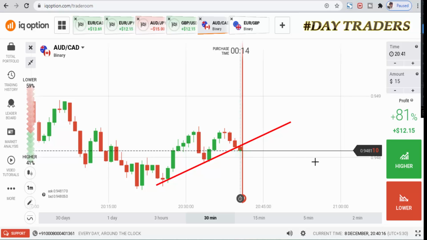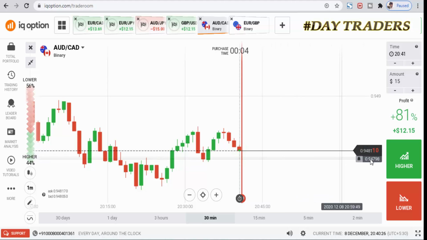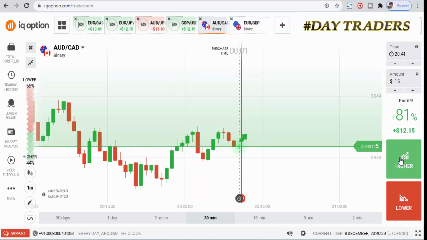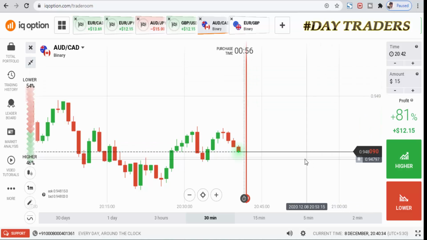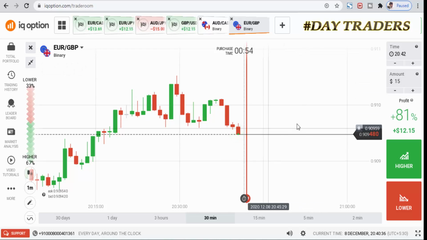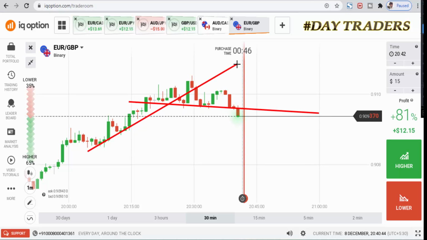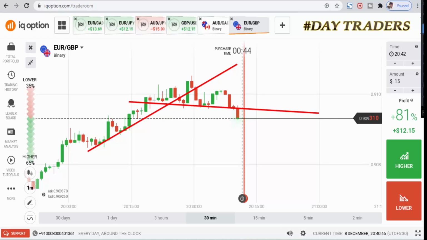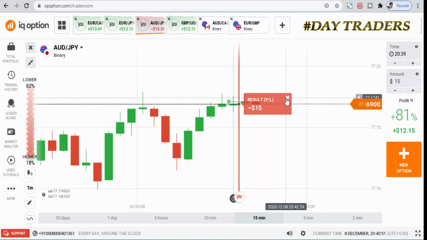This is a buyer's entry point. Okay, a little bit go down. I will try to place a higher option. Okay, there is no opportunity. This is market momentum. There is no opportunity. I will try to recover this trade.